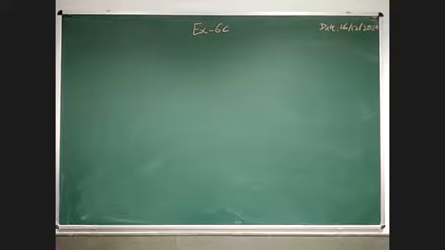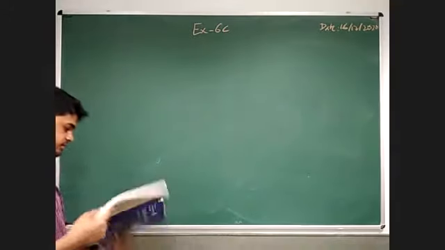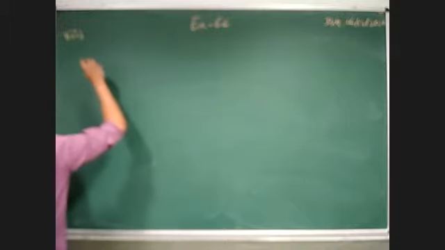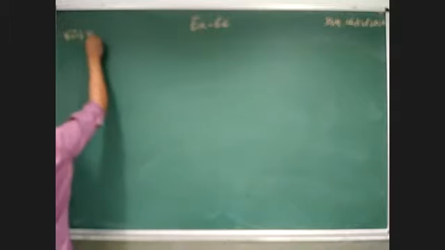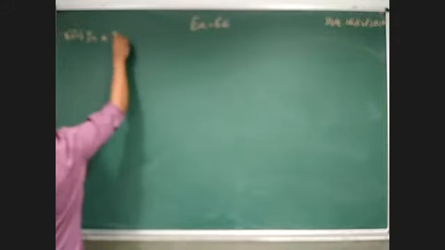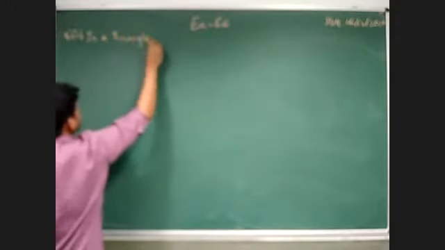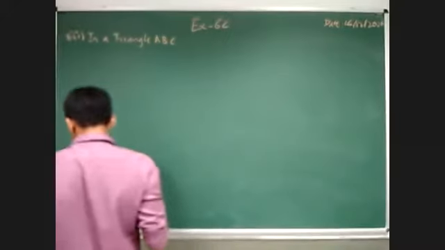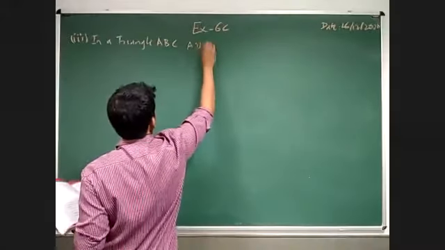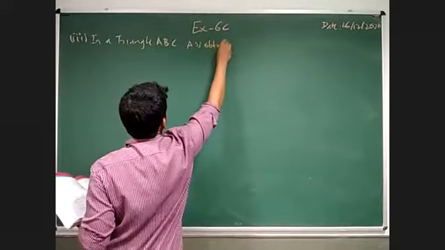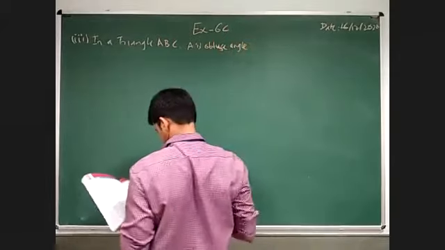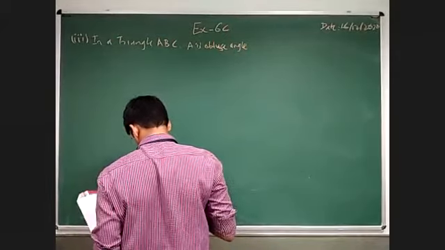The next question is, third question, that is, third question is in a triangle ABC, triangle ABC, A is obtuse angle.